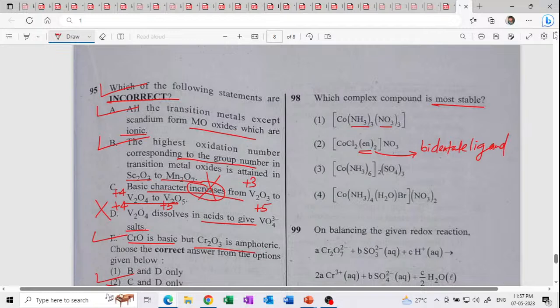So this is most stable. Bidentate ligand is most stable. This is all unidentate ligand. This is the unidentate ligand. The remaining examples contain unidentate ligand, but the second option contains the bidentate ligand, ethylenediamine. And as the bidentate ligand is present, such a complex is the most stable.